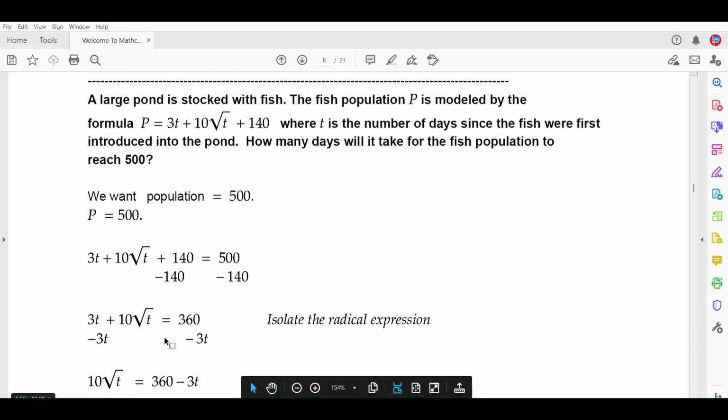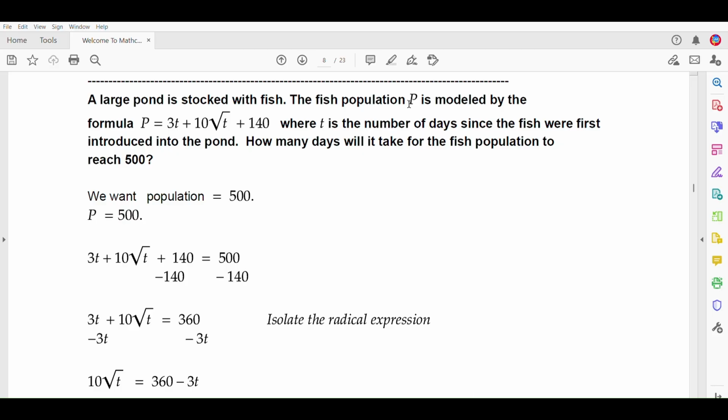A word problem. A large pond is stocked with fish. The fish population P is modeled by the formula P equals 3t plus 10 square root t plus 140, where t is the number of days since the fish were first introduced into the pond. How many days will it take for the fish population to reach 500? We want the population to reach 500. So the population P must be 500. P has this formula. So that formula must be 500.